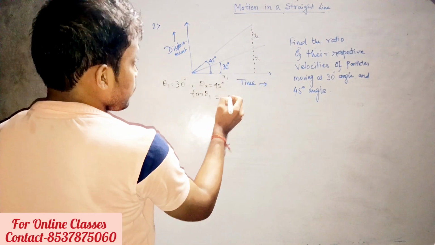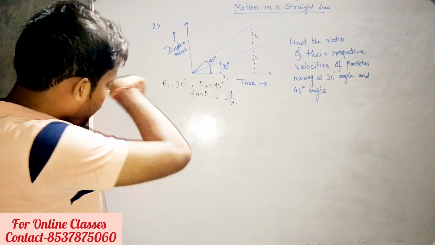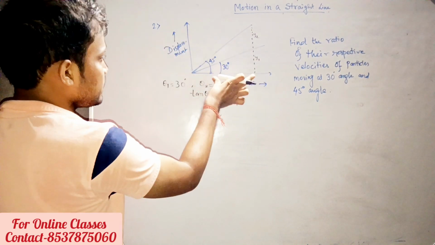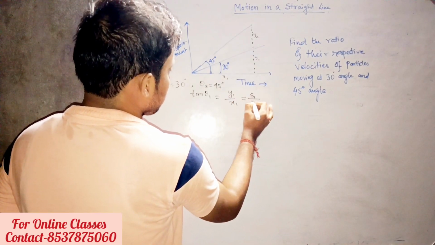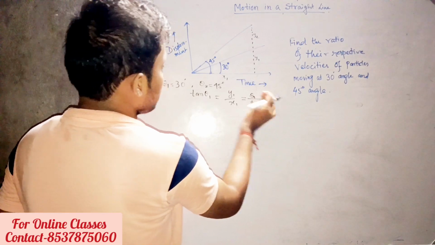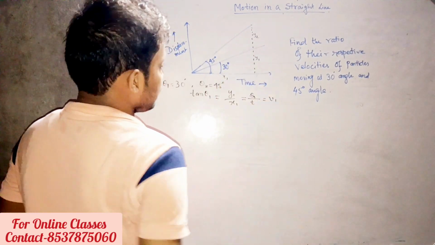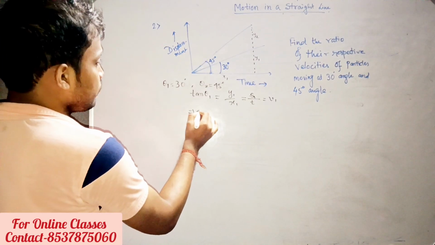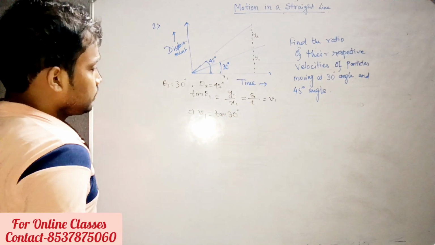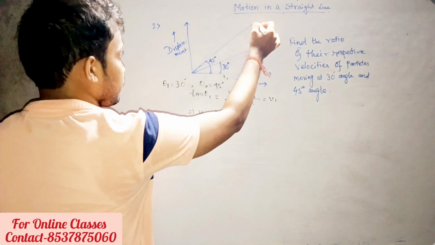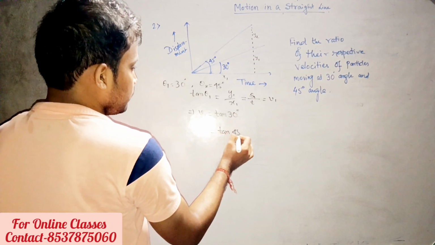y by x, that is y1 by x1, isn't it? And y1 by x1 is displacement upon time. The time is basically fixed in the two cases. So we will get v1. And what is the result of v1? v1 is tan theta 1, that is tan 30. Similarly, for this part, v2 will be tan 45.